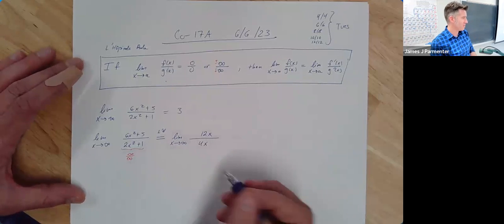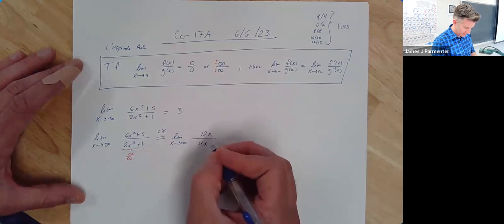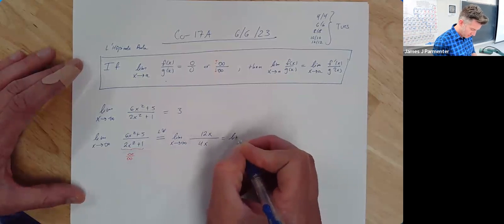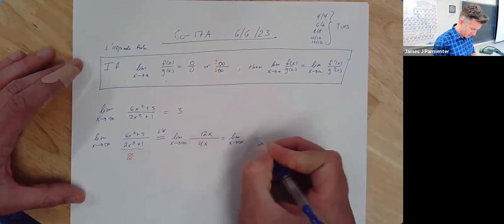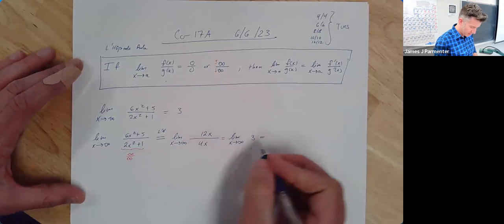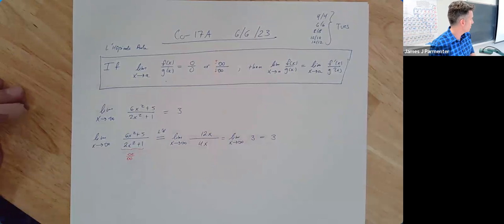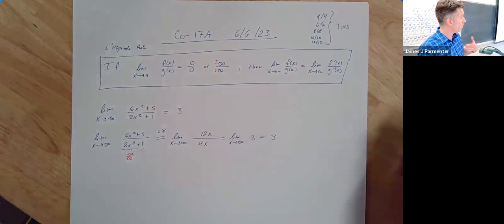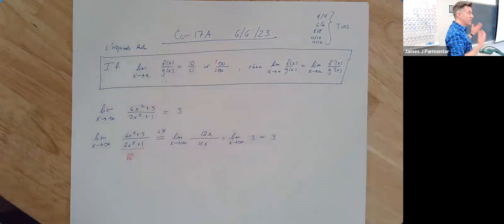And now I can actually cancel some stuff. I can say 12x divided by 4x is just the limit as x goes to infinity of 3. And the limit of a constant is just the constant. So L'Hopital's rule totally works here and achieves the same limit, which no matter what method you use, you should always get the same result.